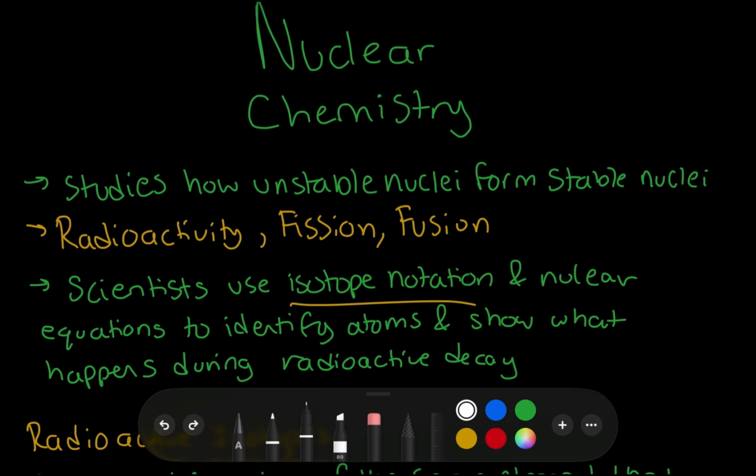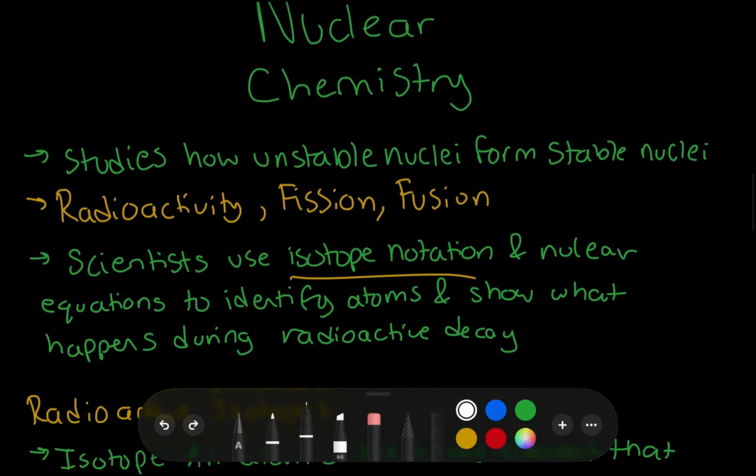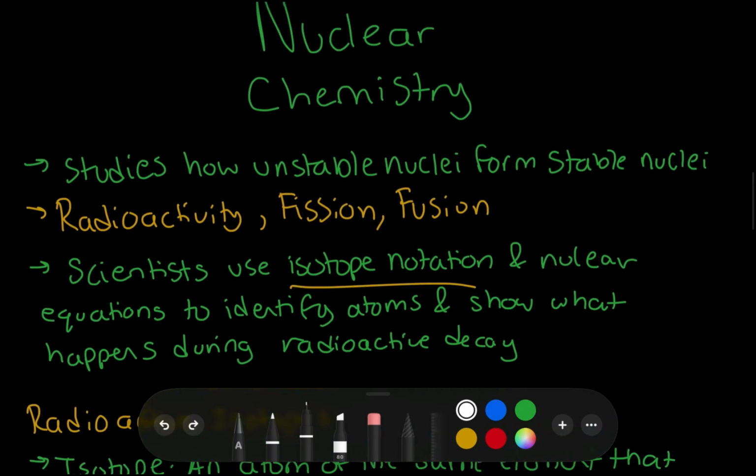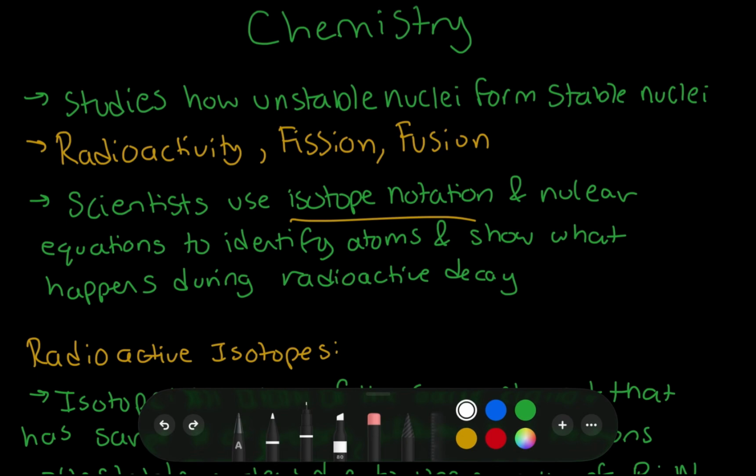They are the core of nuclear chemistry. And nuclear chemistry is just the study of how unstable nuclei form stable nuclei. So this contains components such as radioactivity, fission, and fusion. And scientists use isotope notation and nuclear equations to identify atoms and show what happens during radioactive decay.